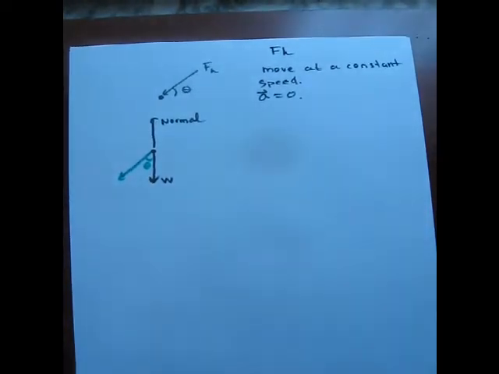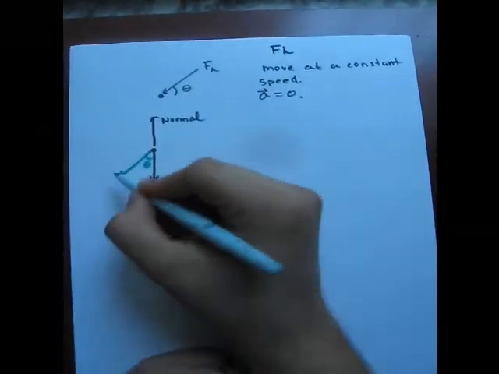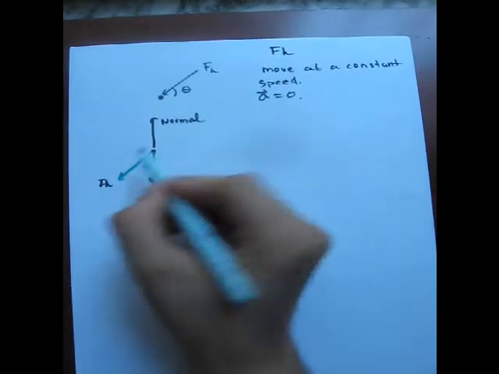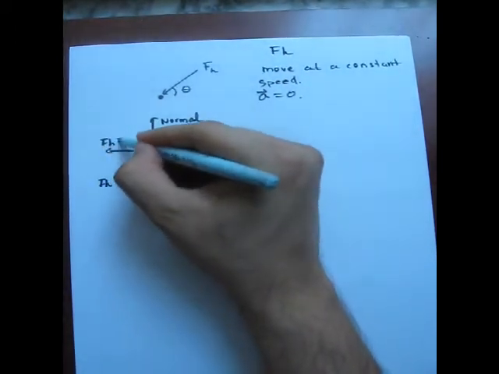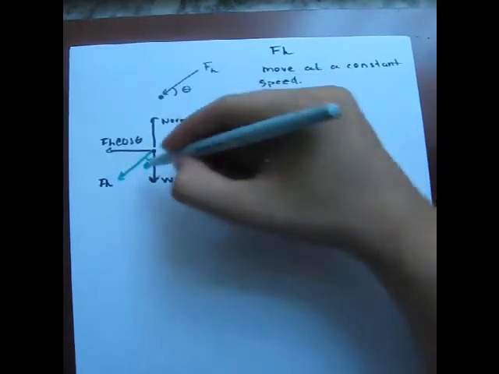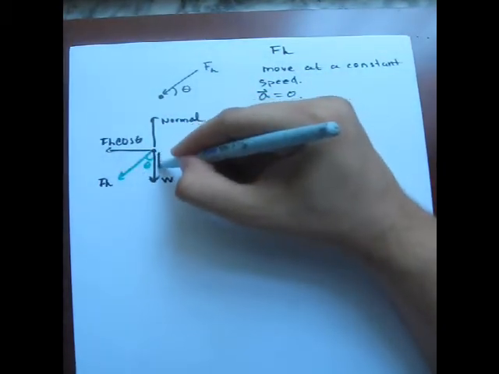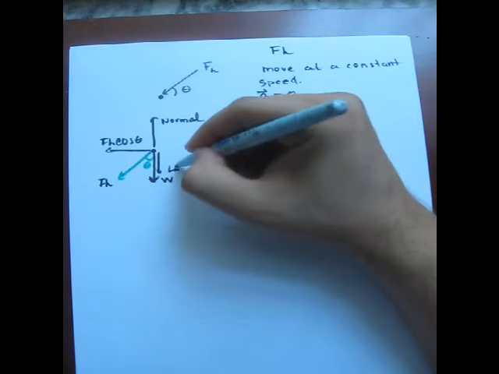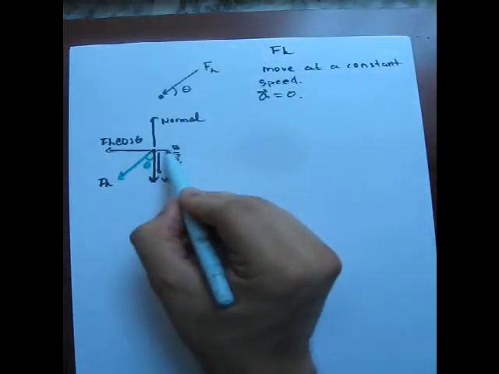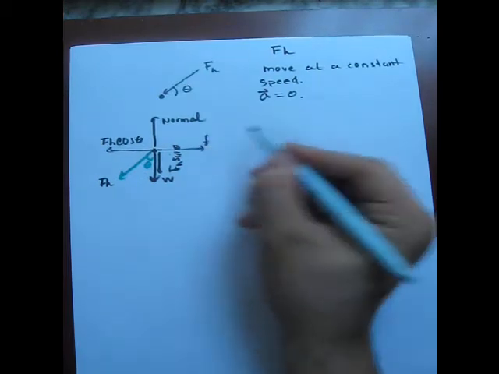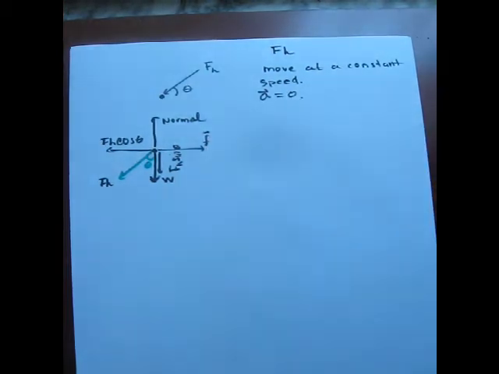Now I'm going to decompose this F of H, with F of H cosine of theta, and this one right here will be F of H sine of theta. Now there's obviously friction in that direction. Let's call that friction F.